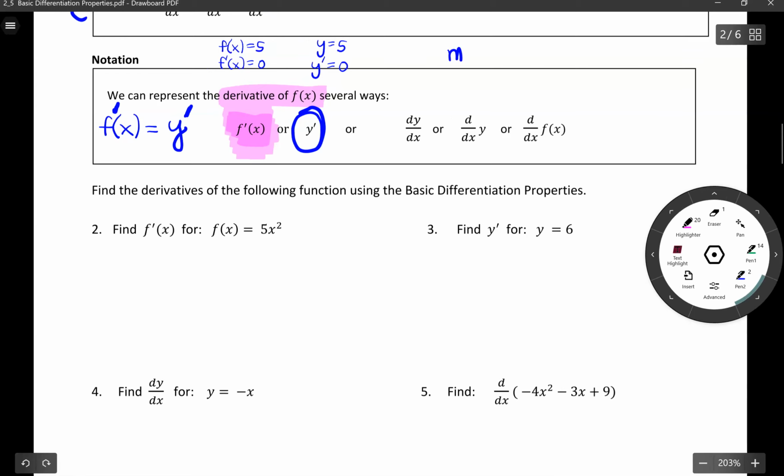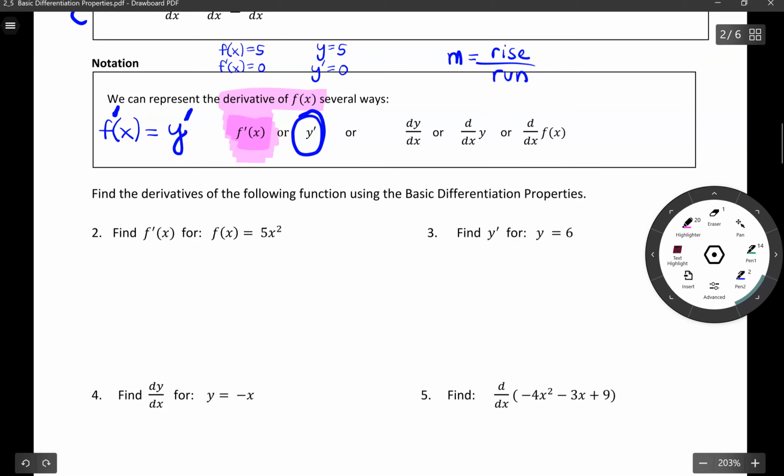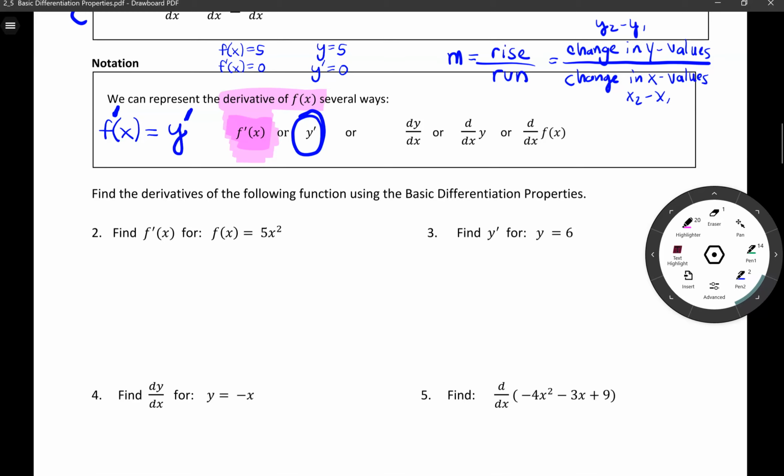Okay, remember how your slope is rise over run. You remember that from algebra? Rise over run. And you rise on the y's, so the rise is the change in the y values. That's where you did your y2 minus y1. And the run is the change in the x values. That's where you do your x2 minus x1. Remember all that from algebra? Well, they just translate all that into this notation.